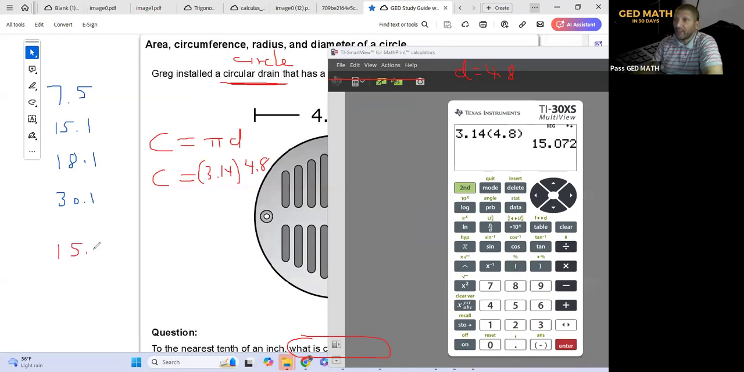0.07. But that's none of the multiple choice answers. Why? Because it says to the nearest tenth. Well, that's easy. There's only one answer with the whole number 15.